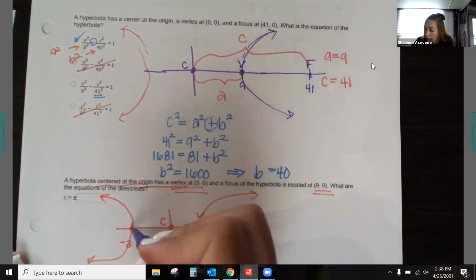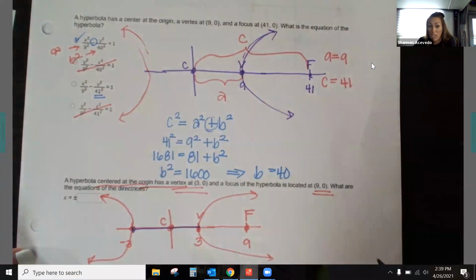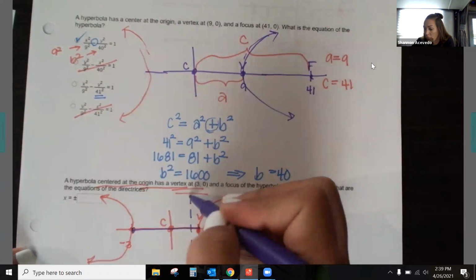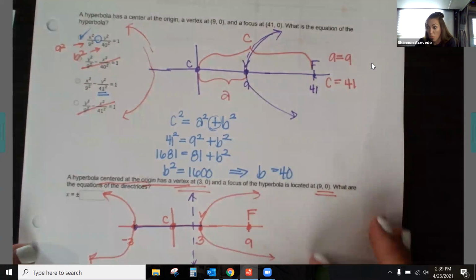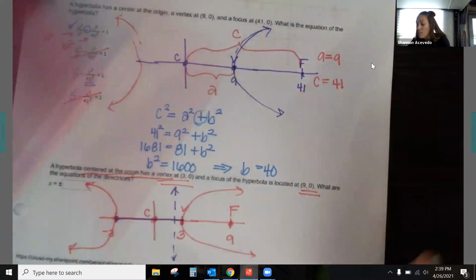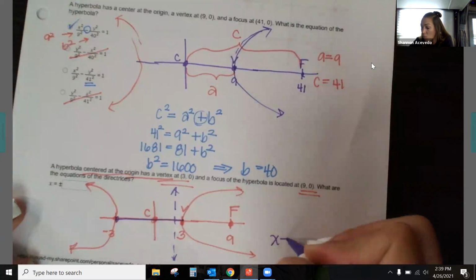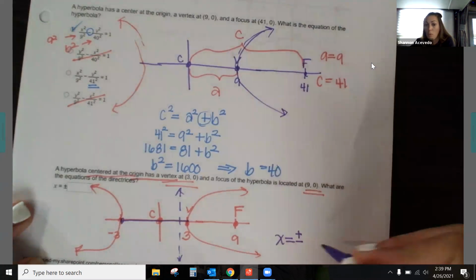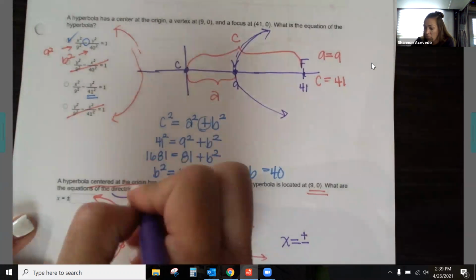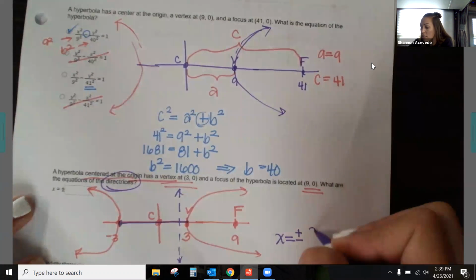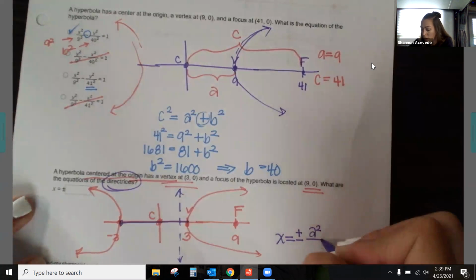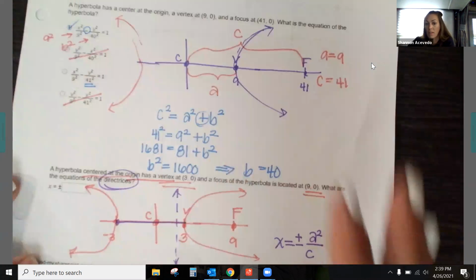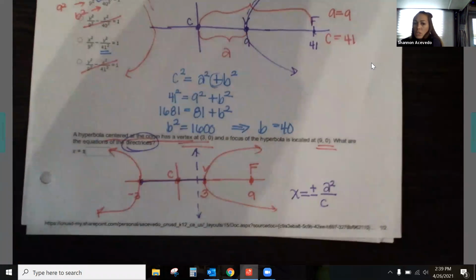Now remember, from here to here, that's my transverse axis, and my directrices have to go through it. They have to be perpendicular. So it means it's going to go through that X axis. So it has to be an X equals equation. It's X equals plus or minus. And when we talk about directrices, the equation is always A squared all over C. Kind of at the bottom of my paper here. Let me see if I can stretch that out a little bit.